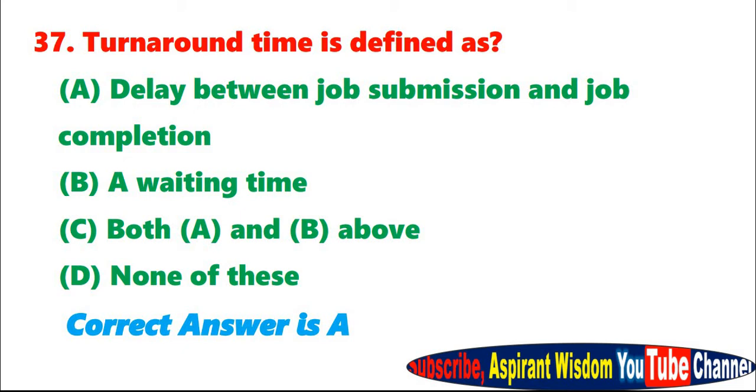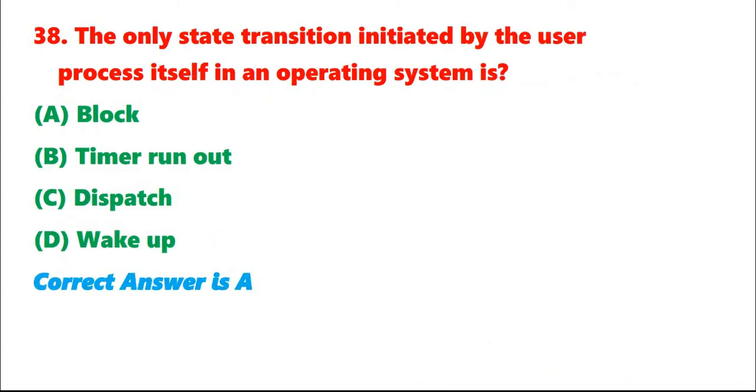37. Turnaround time is defined as A. Delay between job submission and job completion. B. Waiting time. C. Both A and B above. D. None of these. Correct answer is A. 38. The only state transition initiated by the user process itself in an operating system is A. Block. B. Timer run out. C. Dispatch. D. Wake up. Correct answer is A.